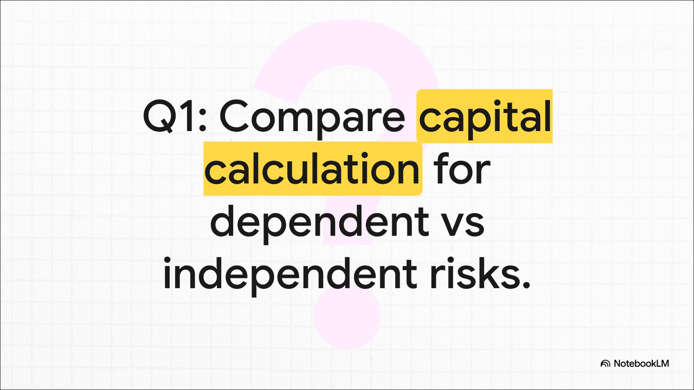First, you state the formula for portfolio A. Capital is the simple sum of the individual capitals. Then, for B, you state the formula. It's the square root of the sum of the squares. But here's the kicker, the part that gets you the top marks. You must explicitly compare them. You have to state that B's capital requirement will be lower, and then you must name that difference as the diversification benefit. Connect all the dots.